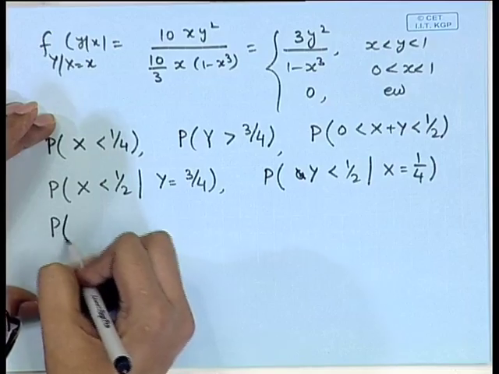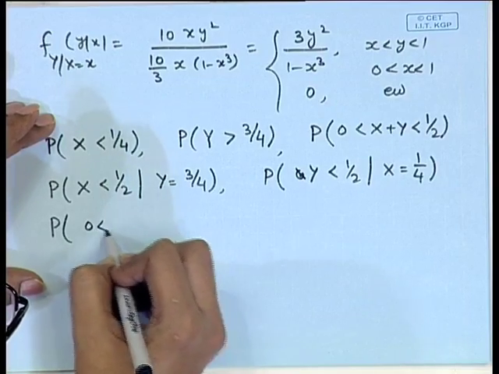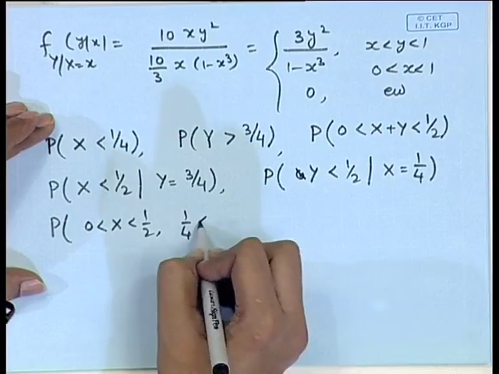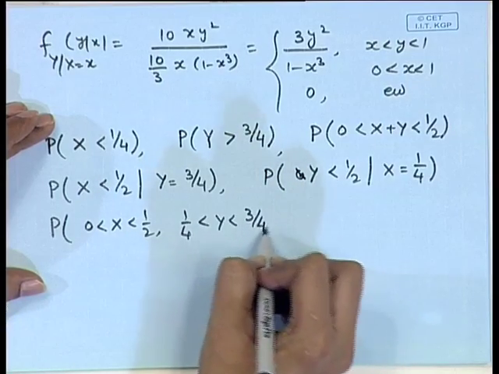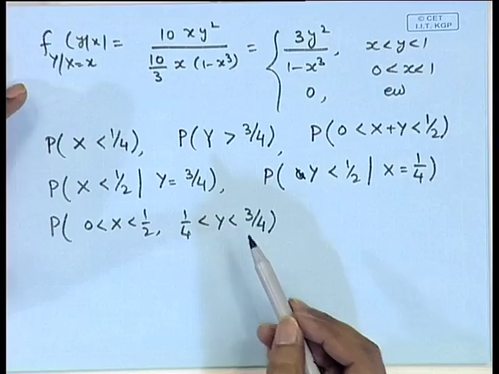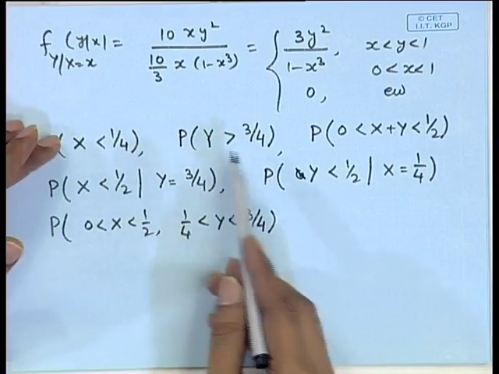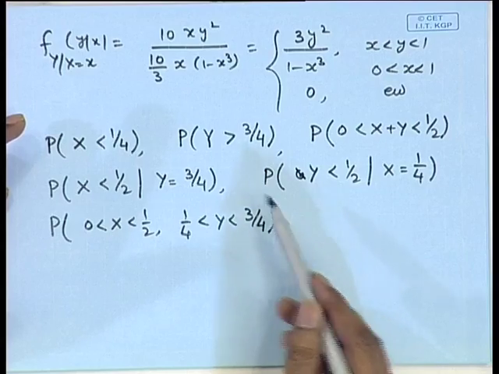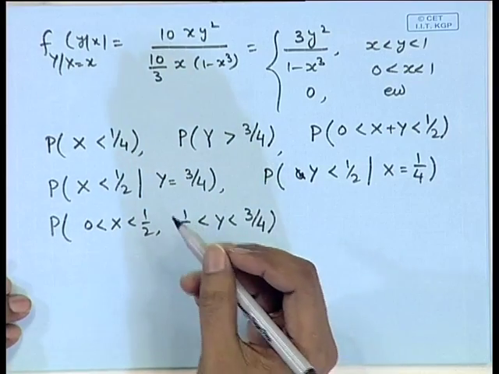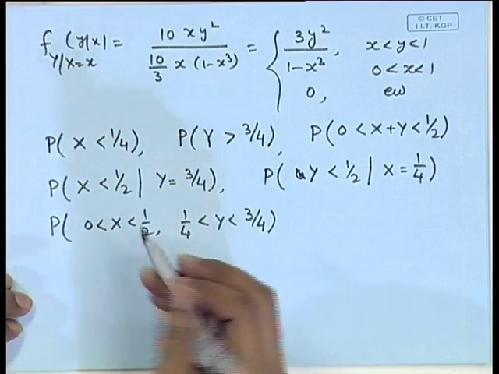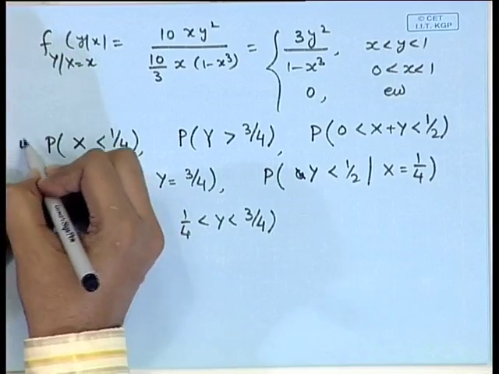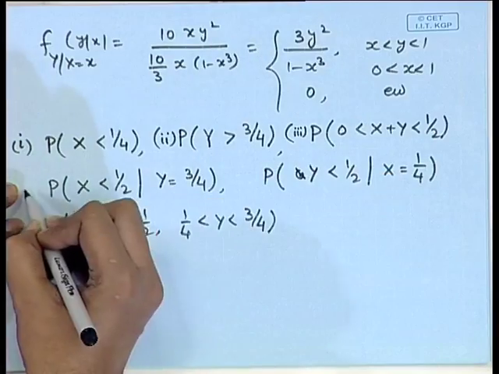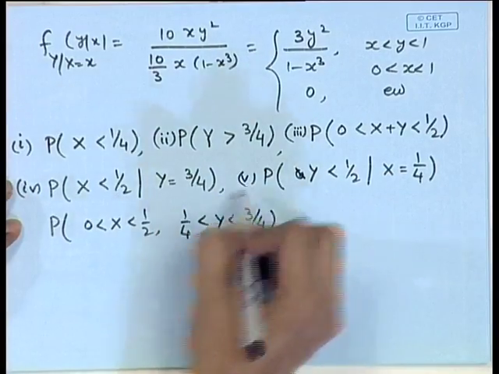What is the probability that, say, 0 less than x less than half and 1 by 4 less than y less than 3 by 4? So, these are various statements regarding the marginal, conditional or the joint probabilities of x and y. In the context of this particular problem, let us answer these questions. Let us number them 1, 2, 3, 4, 5 and 6.